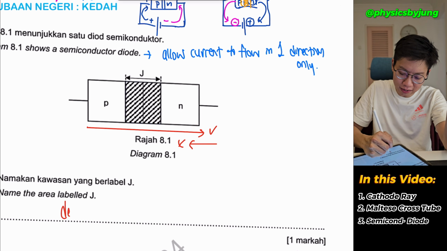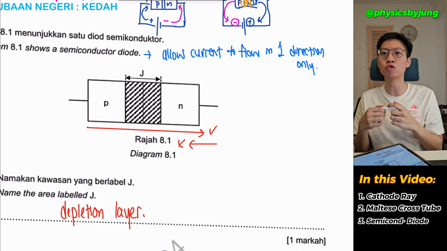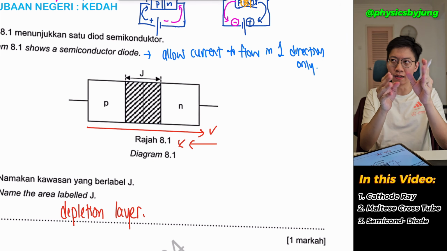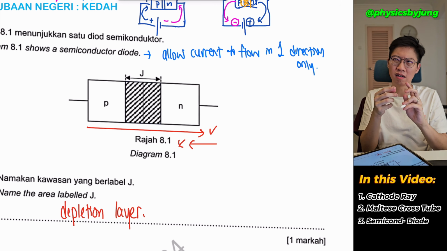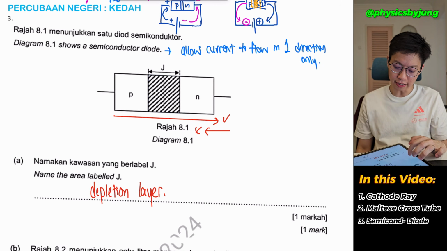So now what is the name of this river? We call this the depletion layer, also known sometimes as the depletion layer. In BM we call it lapisan susutan. Okay, what's next?